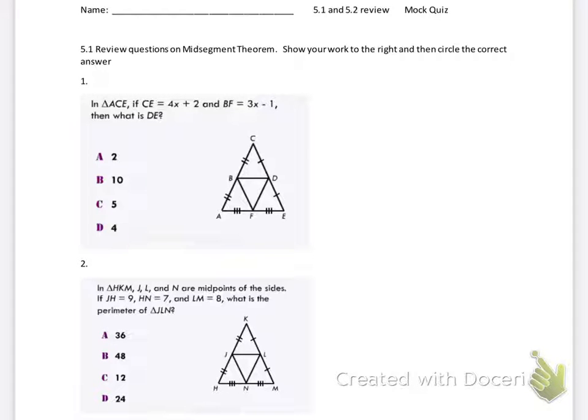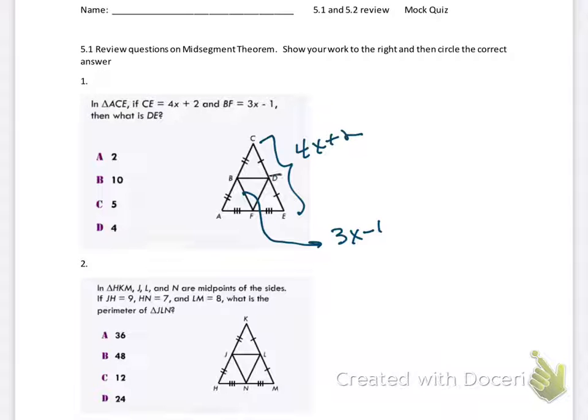Okay, in this video I'm going to go over the mock quiz. So let's read these problems and I want you to check your answers. It says in this triangle ACE, so that's a big guy, if CE, so CE is this whole side, is 4x plus 2, and BF, which is this guy, is 3x minus 1, what is DE?